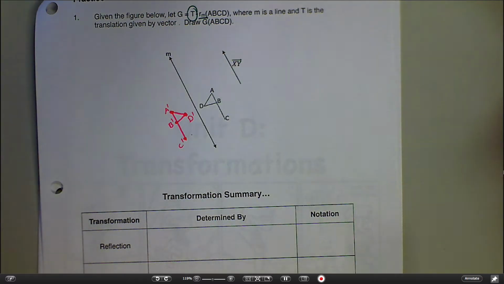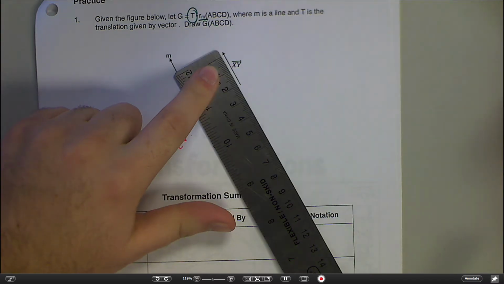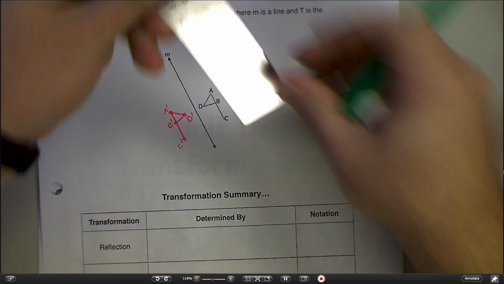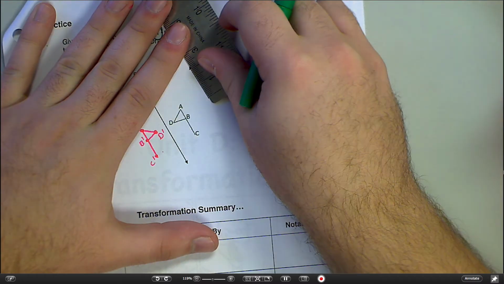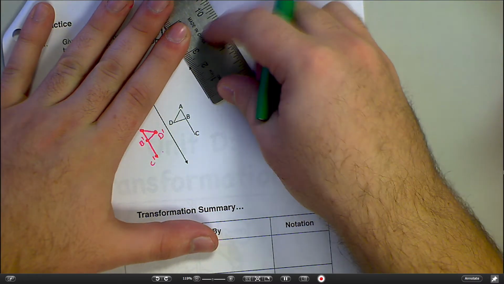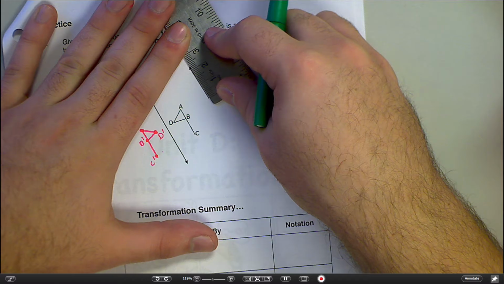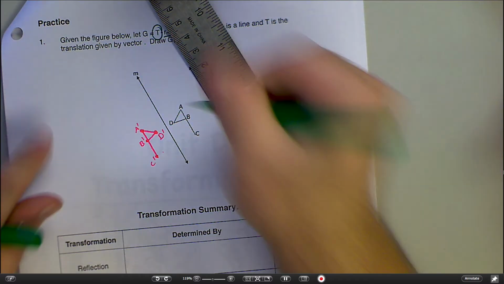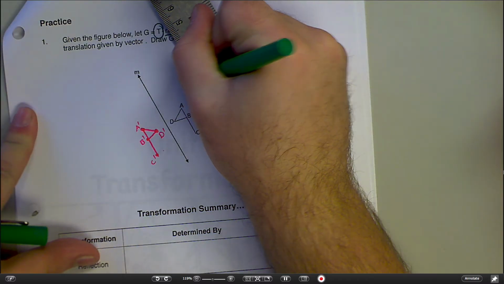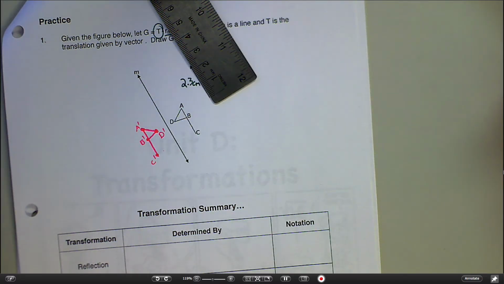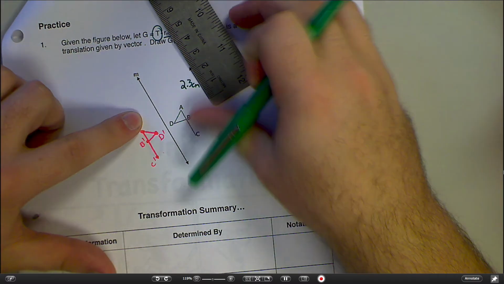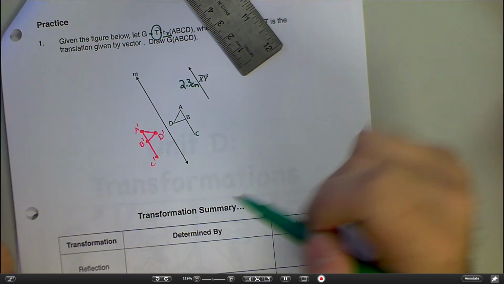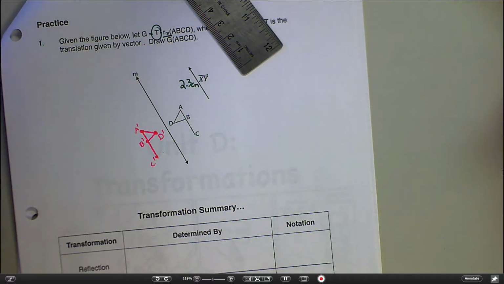To do this translation with the vector, again, I need to know the distance from my vector here. So I'm going to go ahead and use centimeters. I'm going to measure from the end of the vector to the very tip, and it looks to be about 2.3 centimeters. So that is the distance I need to move each of these points, and I need to move them in that parallel direction, the same direction that my line here is moving. So let's go ahead and do that.